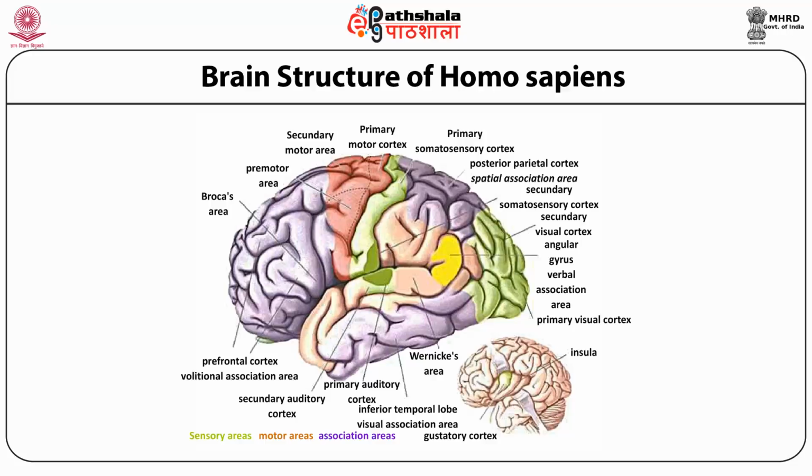These include the Broca region, premotor region, secondary motor regions, primary motor cortex, somatosensory cortex, posterior parietal cortex, spatial association area, secondary visual cortex, verbal associated areas, the area primarily related to the visual cortex, then Wernicke area, auditory cortex, the inferior temporal lobe which is associated with visual function, and the prefrontal cortex. So we can clearly get an idea of the motor area, sensory area and associated area, which will be helpful in explaining the encephalization process of the brain and also a specific area of speech and language.